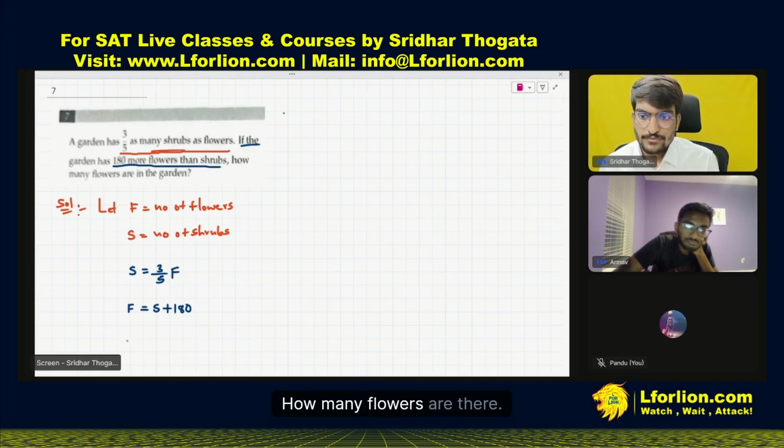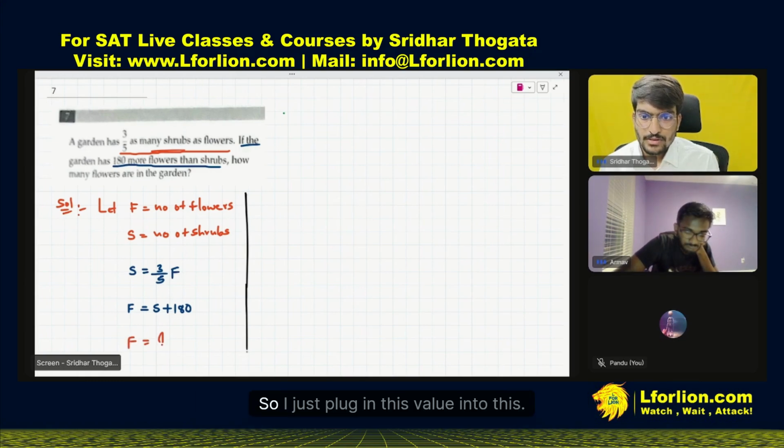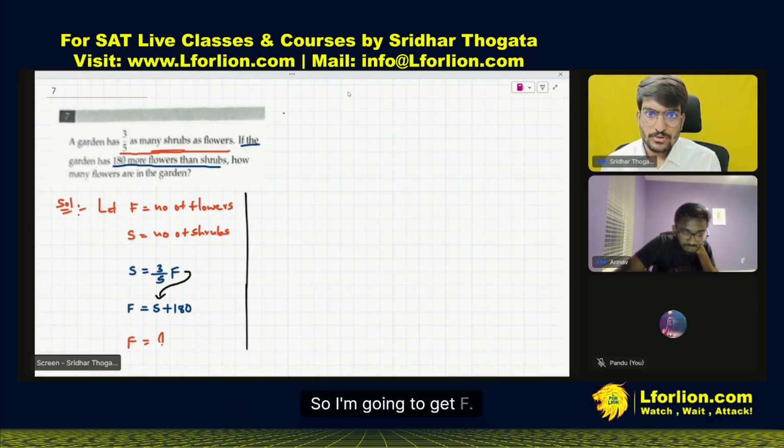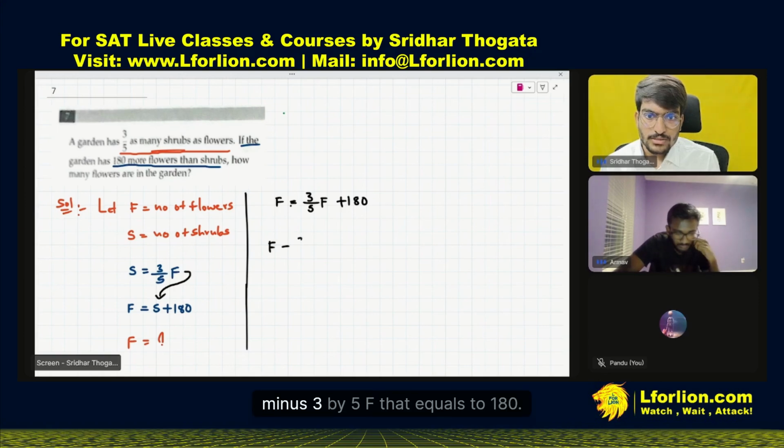How many flowers are there? That's the question. How are we going to solve it? I just plug this value into this. In the place of S, shrubs equals 3 by 5 of flowers plus 180. So shrubs minus 3 by 5 F equals 180.